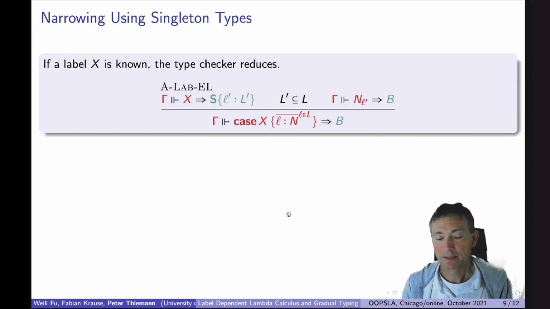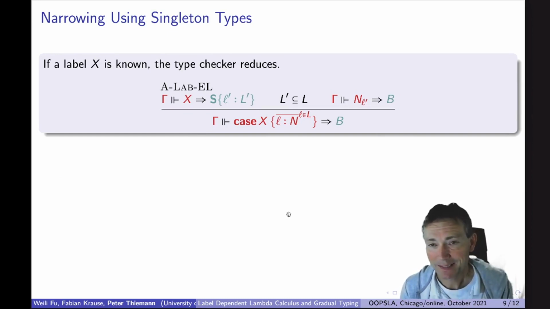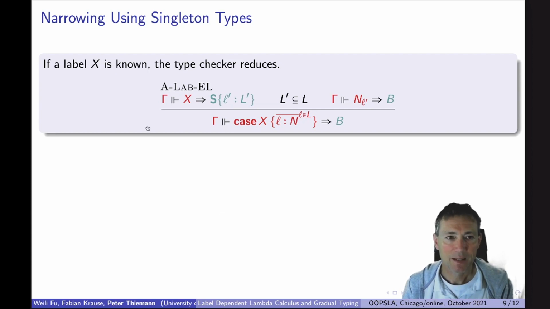The other one unveils the secret why we were able to push information through the dynamic type. And this is type narrowing using singleton types.